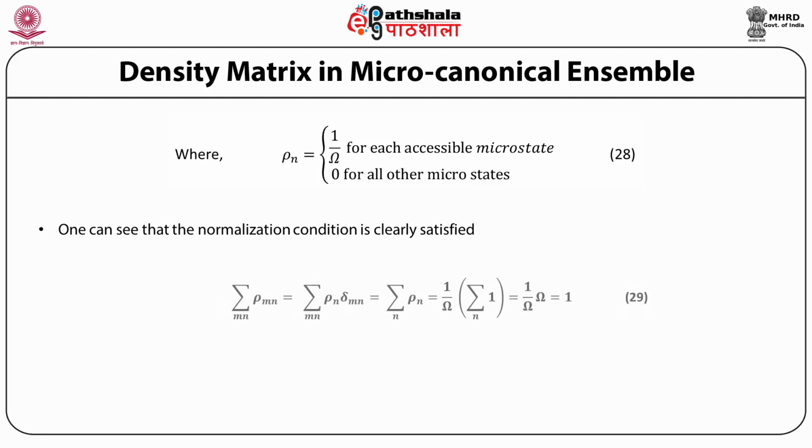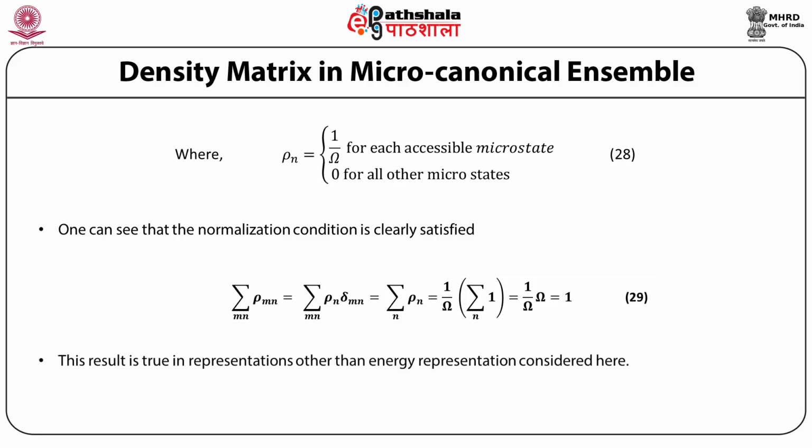That is, summation over mn of the matrix element of rho between m and n states is equal to summation over mn rho n multiplied by the Kronecker delta mn, which is equal to summation over n of rho n, which is equal to 1 upon omega multiplied by summation over n of 1, which adds to omega, and therefore gives 1 upon omega multiplied by omega, equal to 1. This result is true in representations other than the energy representation considered here as well.